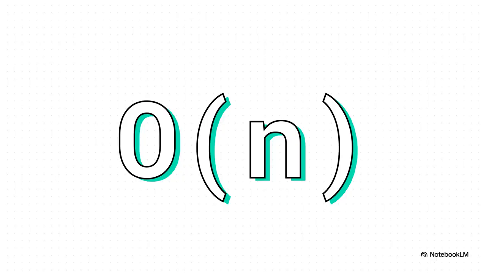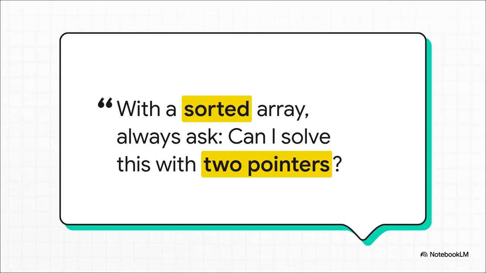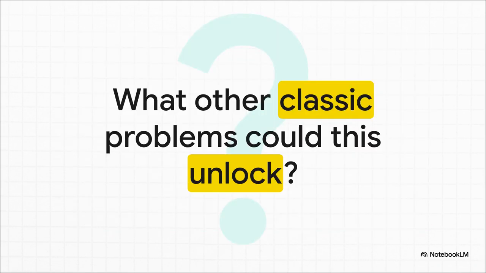This right here, this is the prize. O of n, linear time. It just means we only have to make one single pass through the array to find our answer. That is the power we've just unlocked. And look, if you take only one thing away from all of this, let it be this right here. Burn this question into your problem-solving brain. The next time you're reading a problem and you see the words sorted array, this needs to be the very first question that pops into your head. This technique, it's like a key. So the question I'm going to leave you with is this. Now that you have this key, what other classic problems, what other locked doors could this elegant approach open up for you?